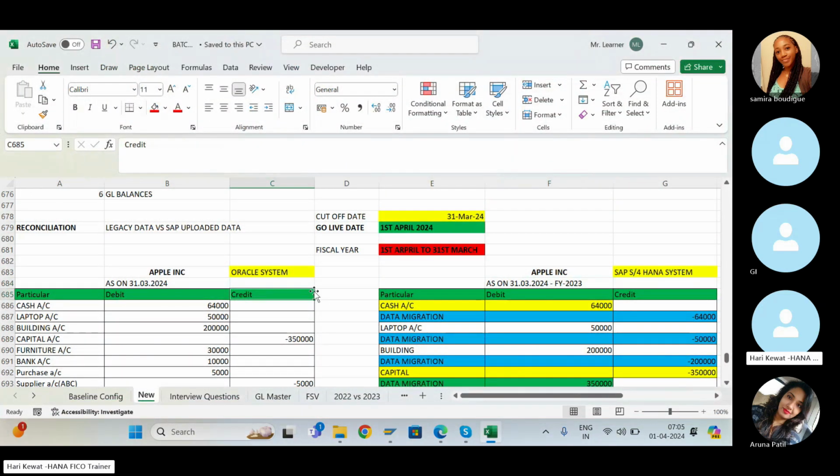So this is what the data migration is about. You have to know it. Tomorrow we'll be learning a few more things.